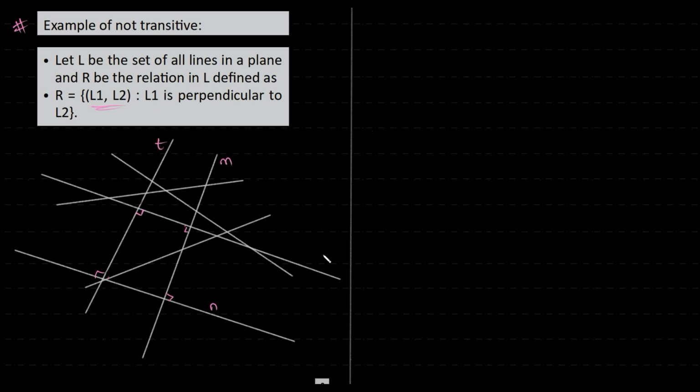So let me change the variable. Let me call this as A. So from the figure, what can we tell? A is related to M, as A is perpendicular to M. Then M is perpendicular to N, right? M is perpendicular to N. So in this, M is common.